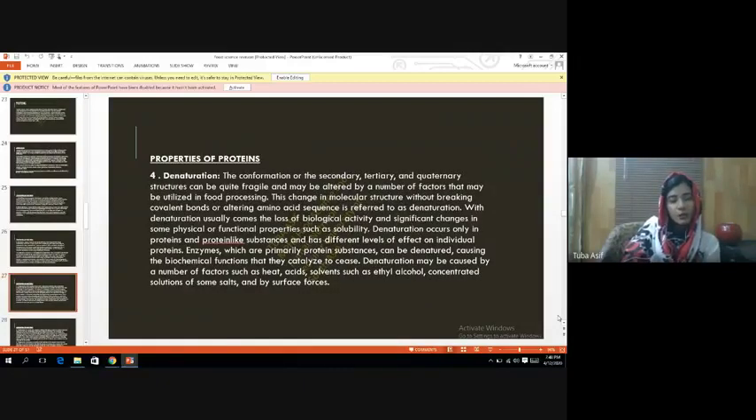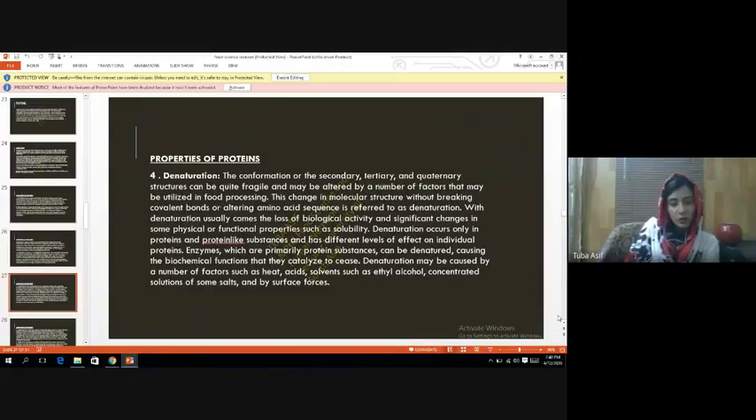Properties of protein also include denaturation: if you cook protein for a longer period of time at high temperature, the protein denatures. The conformation, or the secondary, tertiary, and quaternary structures, can be quite fragile and may be altered by a number of factors that may be utilized in food processing.